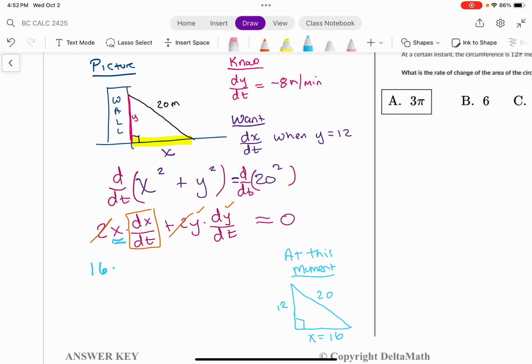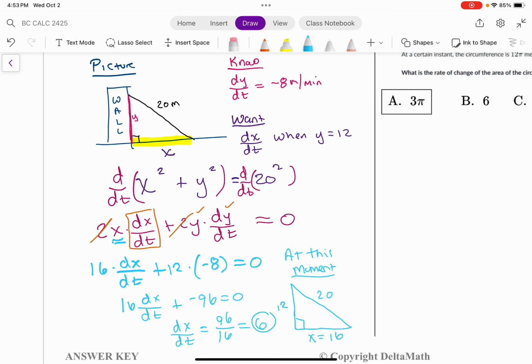And so now I can write 16 times dx/dt plus y is 12, dy/dt was negative 8 if you look above, and that equals 0. So now 16 dx/dt plus, what is this, negative 96 is equal to 0. So dx/dt is equal to 96 divided by 16. Makes sense it's positive, right? Because if the ladder is sliding down, then the yellow distance is going to increase. So that makes sense, and that becomes 6, which we saw up here.